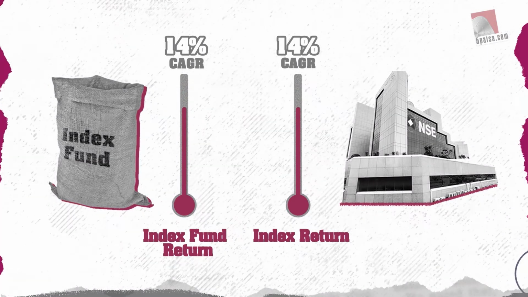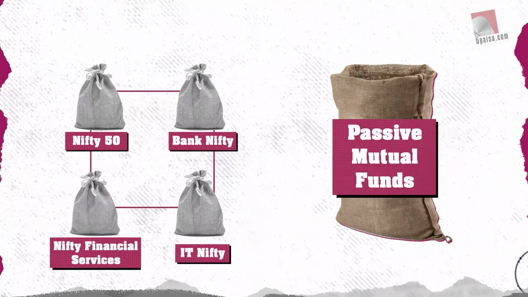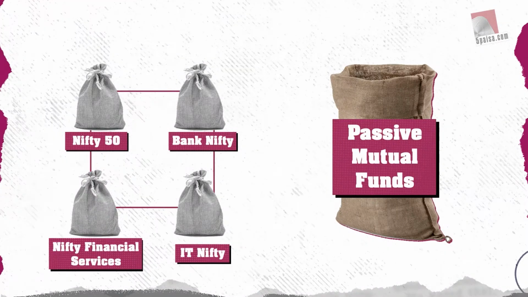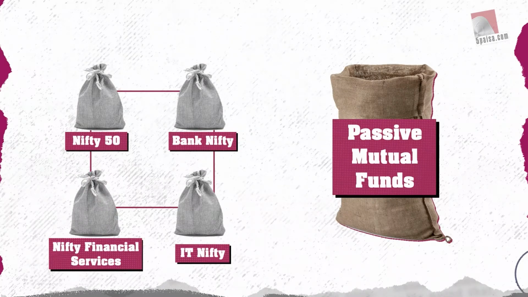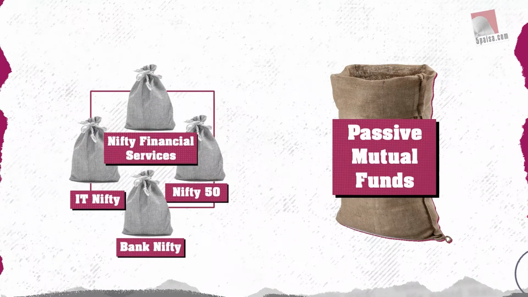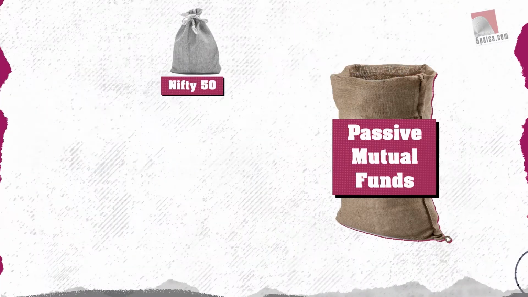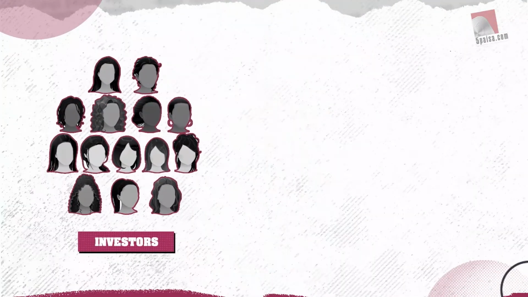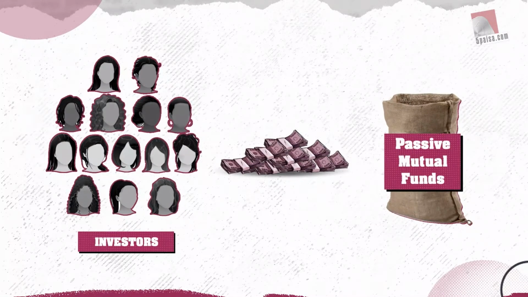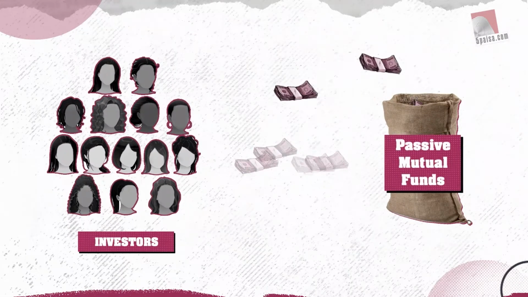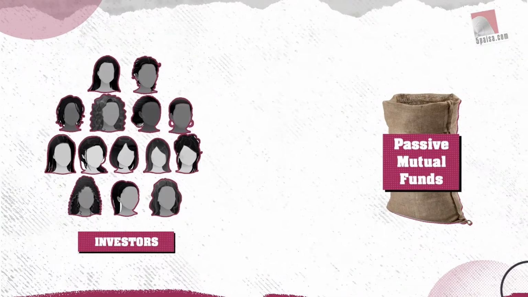So let us take an example here. Suppose you want to invest in Nifty 50, Bank Nifty, Nifty Financial Services, IT Nifty or any other index. You can do so by investing in a passive mutual fund. In such type of funds, the small amounts are collected from all the subscribers or the investors of the fund and they are pooled together and invested into one index.